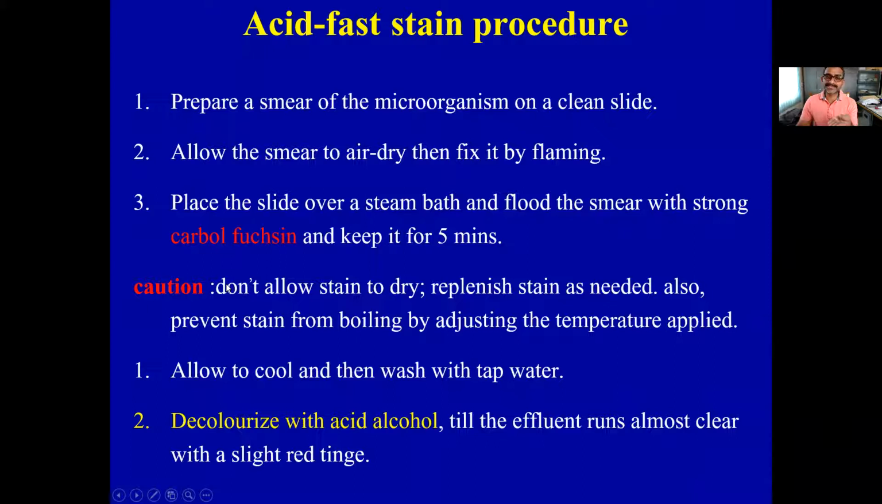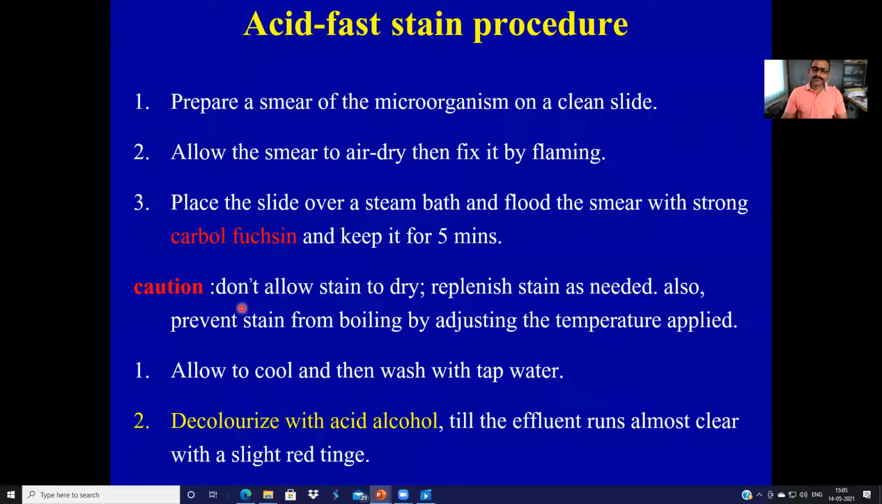Here we keep the slide on a hot water bath, where the water below will be boiling. There will be steam coming out, keeping the slide hot and at the same time wet. Here the caution is, do not allow the stain to dry. You should not allow the stain to dry. You should keep on replenishing the stain on the hot water bath.